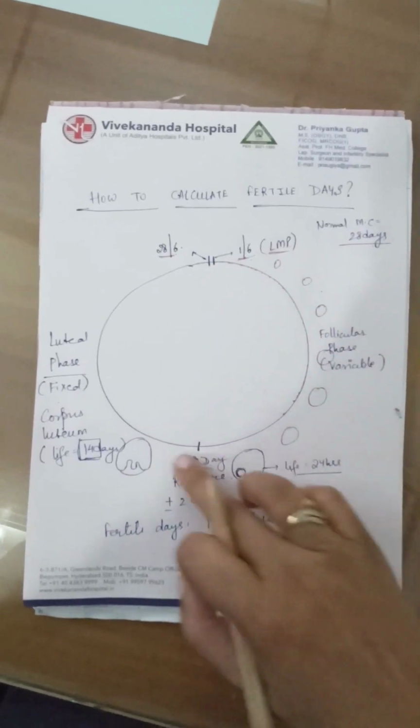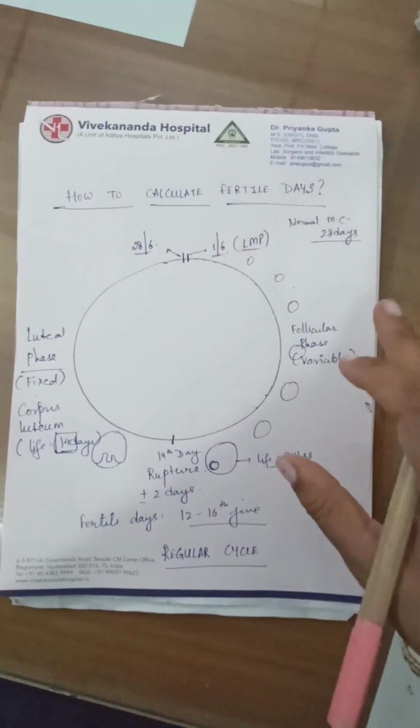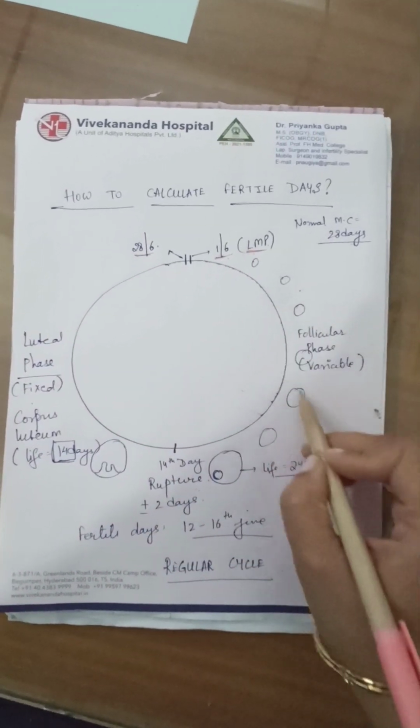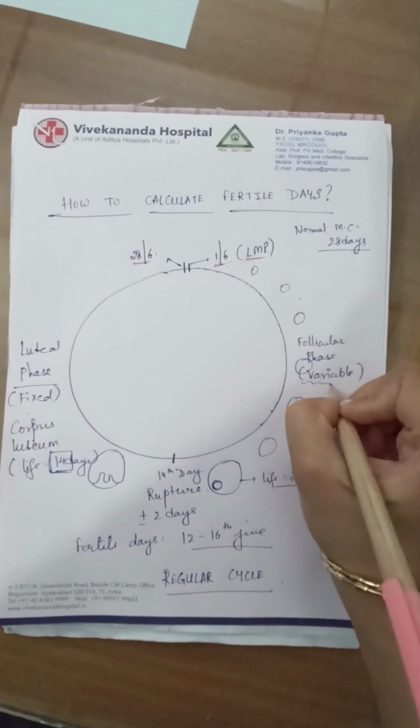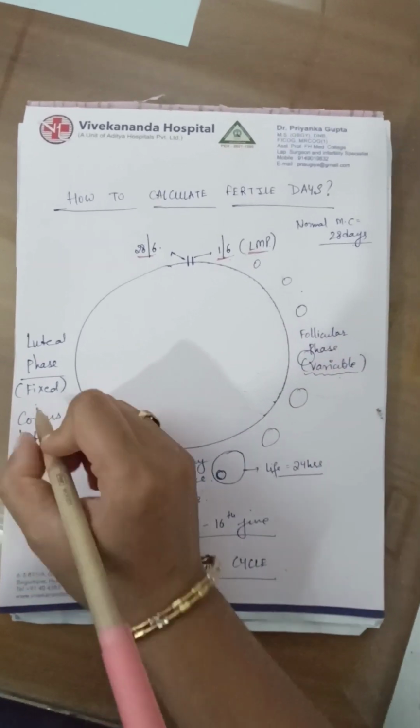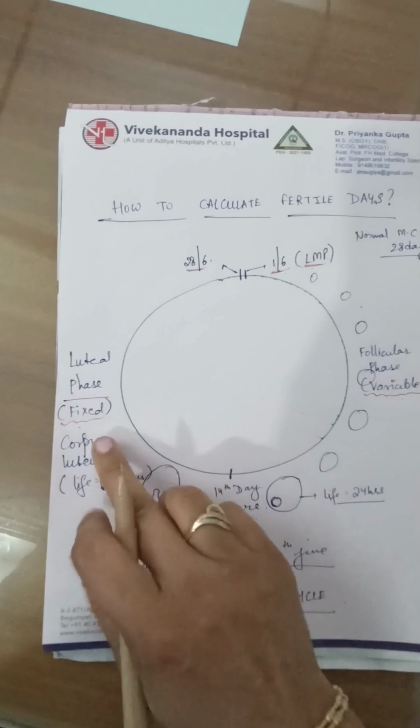First of all, remember this circle is depicting a menstrual cycle. Okay, it can be broadly divided into two phases. That is the follicular phase, which is variable. Please understand this word is very important. The follicular phase is variable, but the luteal phase will be fixed. Okay, the luteal phase is a fixed one.